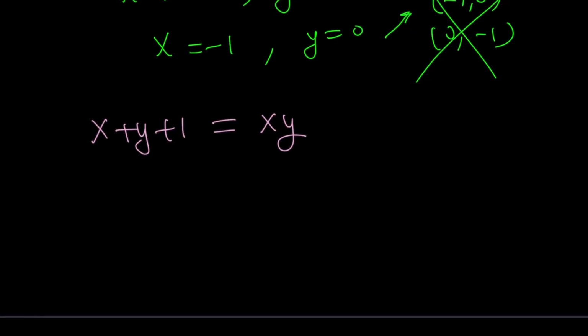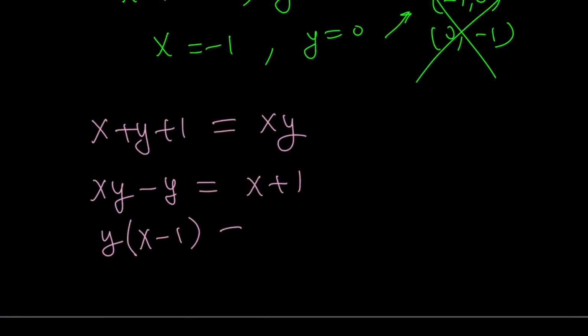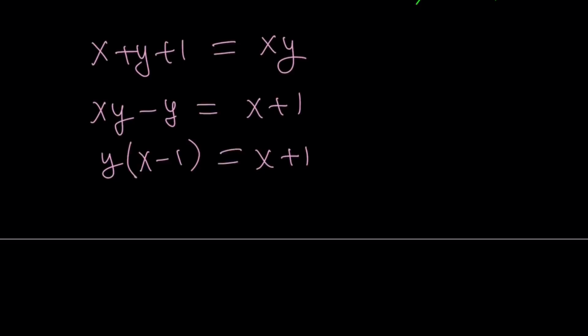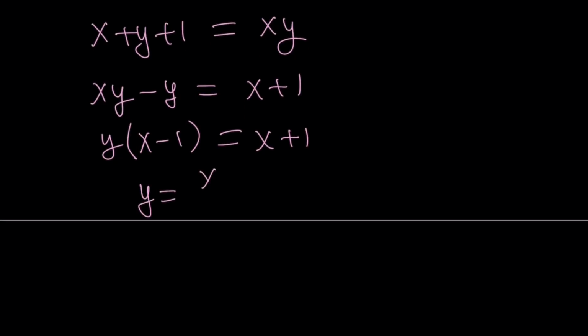Is that the right word? So let's go ahead and put the x, y, and y together. I hope you know why we're doing this. And then we're going to take out the y and solve for y. Yay. From here, we get y equals x plus 1 over x minus 1.